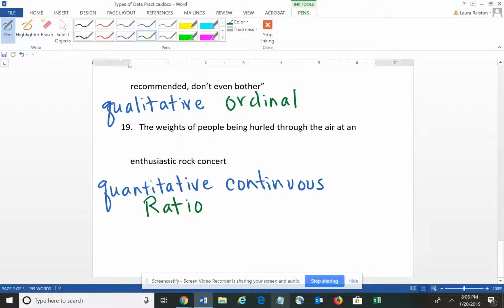Because it's money, we have to think about whether it is interval or ratio. So we want to think about what it would mean if I said the price of the book is $0. That means I'm not paying anything for it. It's free. I'm paying nothing or none. So it would be at the ratio level. That's typically true of money.